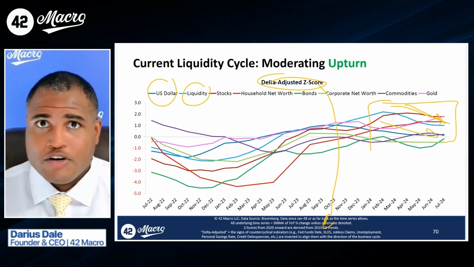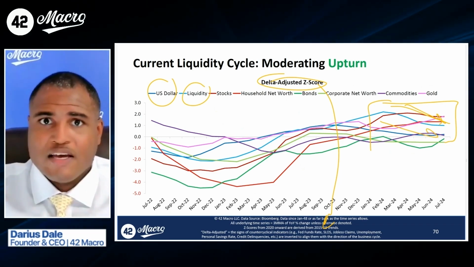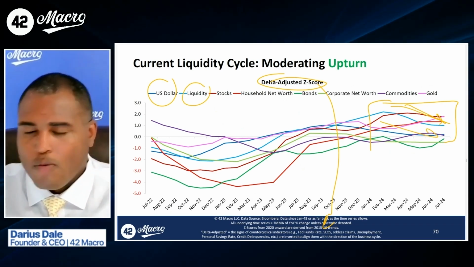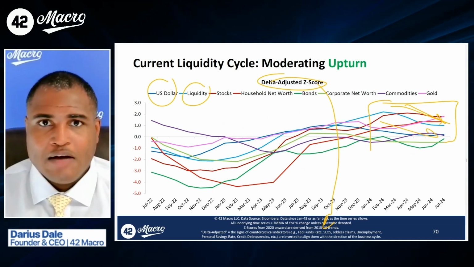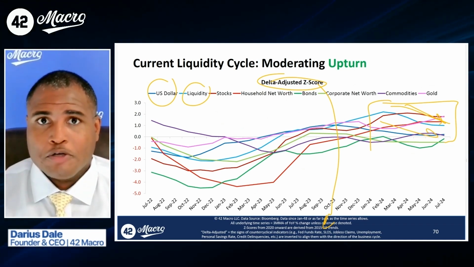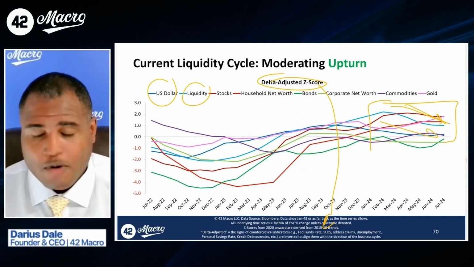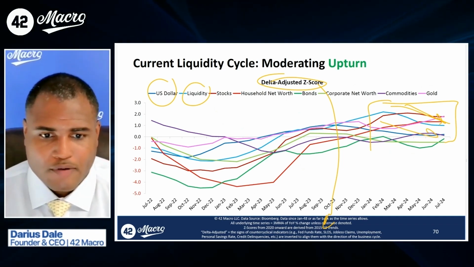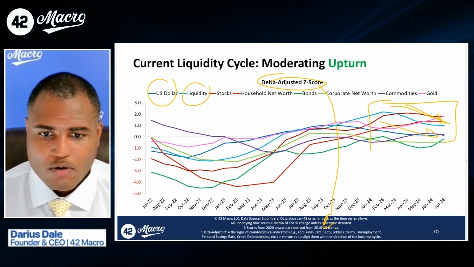Accelerating upturn is you're getting better or rising from an already high level. A moderating upturn means you're falling from an already high level. A moderating downturn means you're rising from a low level. And an accelerating downturn means you're falling from an already low level, which means that's kind of the worst situation you can be in from the perspective of things like corporate profits, liquidity, growth, et cetera.